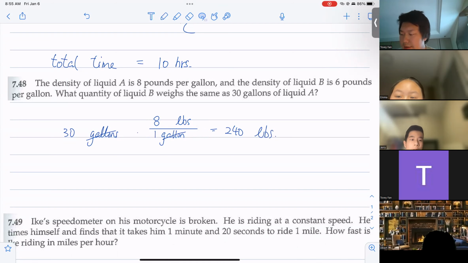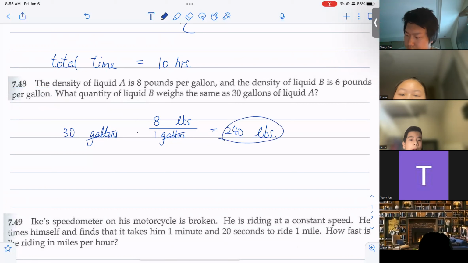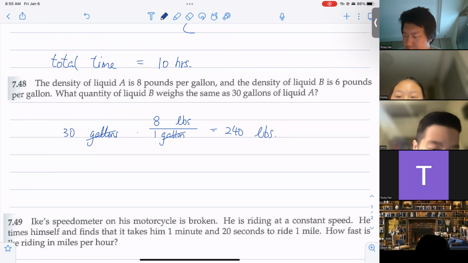Okay, very nice. So Emma, what's next? So now this means that you have 240 pounds of liquid B. And how many gallons would that be? For liquid B, every 6 pounds is a gallon. You have 240 pounds of liquid B. So what about the amount of the liquid?